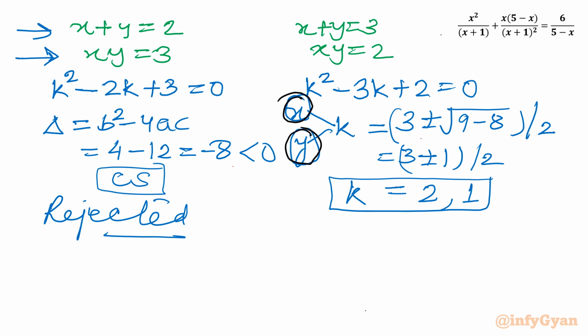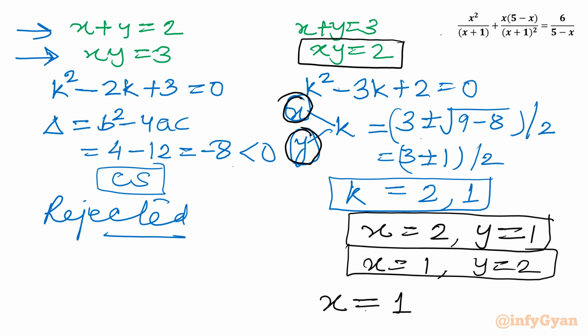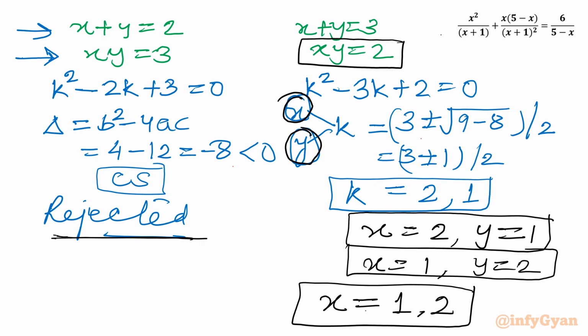So I will write x equal to 2. See here, if x equals 2, x times y, so y will be equal to 1. And if x is equal to 1, then y will be 2. So the ultimate solutions for x values, x will be 1 and 2. This is method number 1 using Vieta's theorem or Vieta's method. Sum of roots, product of roots.